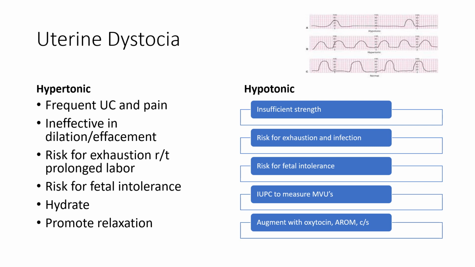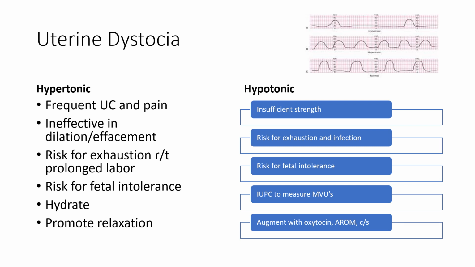Now the other one is the hypotonic. This usually occurs once the patient gets into active labor. So they'll contract just fine in that early or latent phase of labor, but then once they get to the active phase, their contractions are insufficient in strength. So this leads to potential exhaustion and infection because now their labor is taking longer. There's a risk for fetal intolerance.